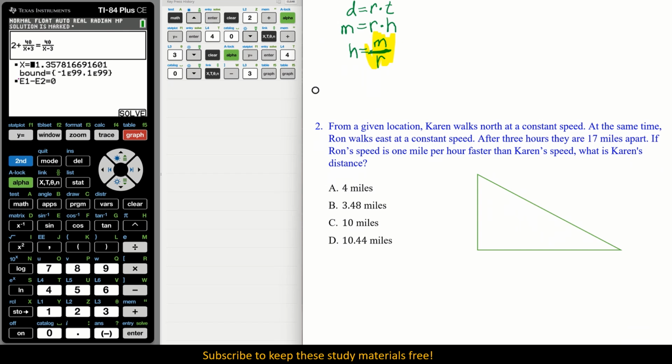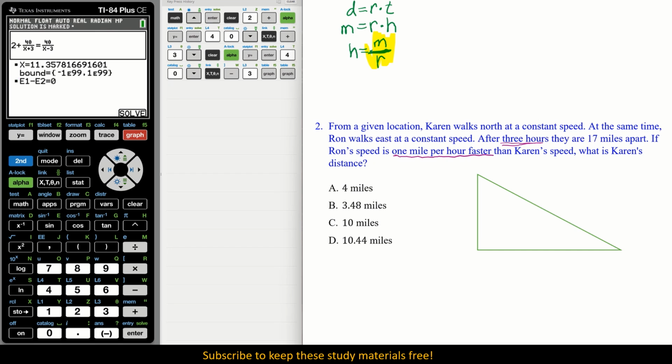From a given location, Karen walks north at a constant speed. At the same time, Ron walks east at a constant speed. After 3 hours, okay, that's important, they are 17 miles apart. If Ron's speed is 1 mile per hour faster than Karen's speed, what is Karen's distance?